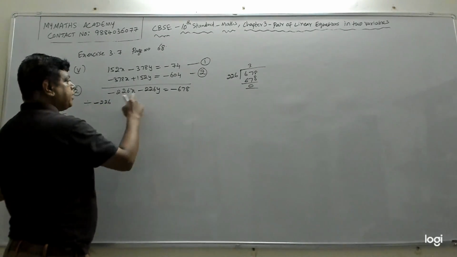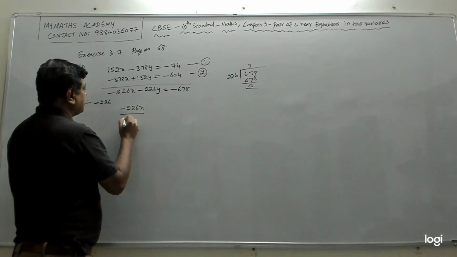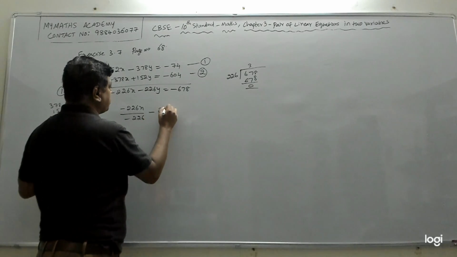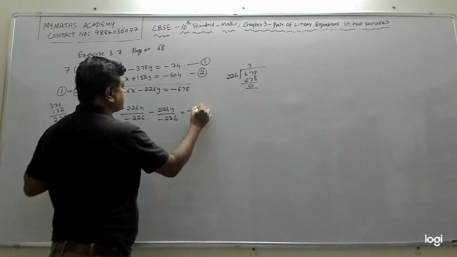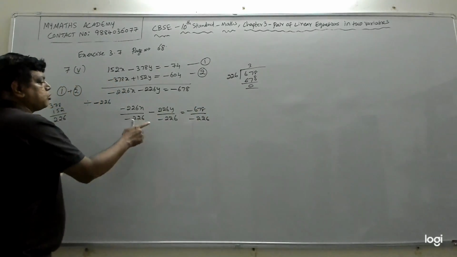Divide throughout by minus 226. And this will become what? Minus 226x by minus 226. I'm dividing each term by minus 226. Here minus 226y by minus 226 equal to minus 678 by minus 226.